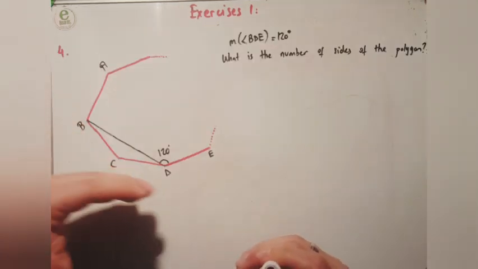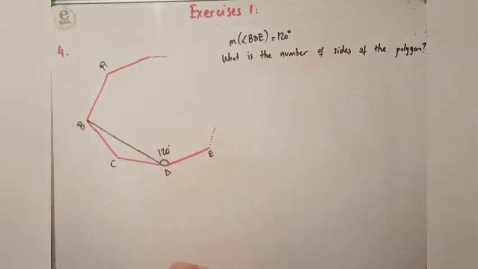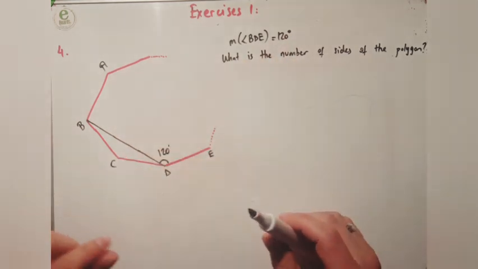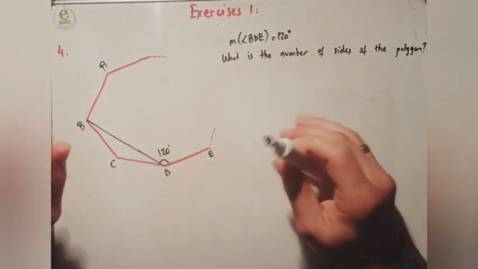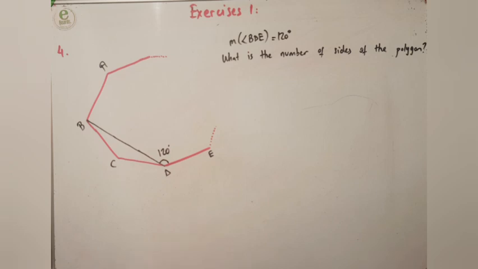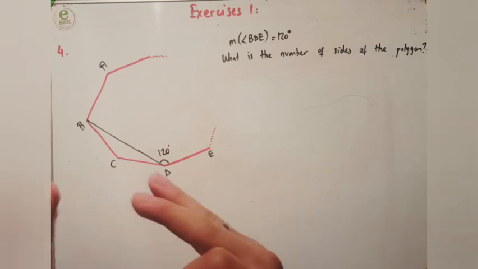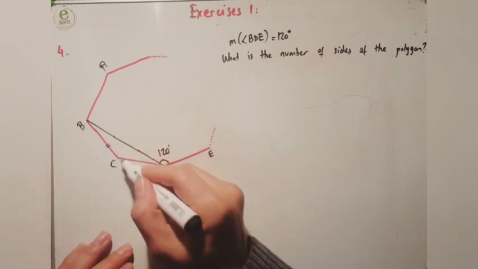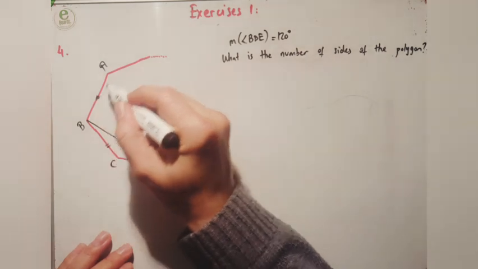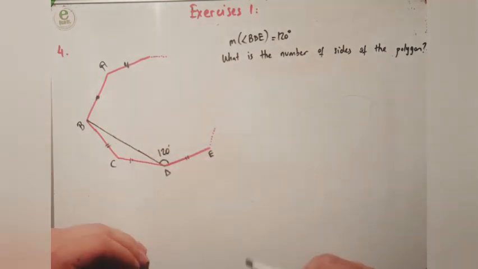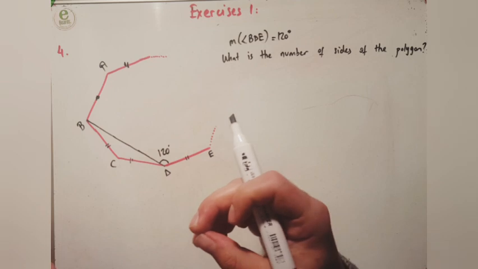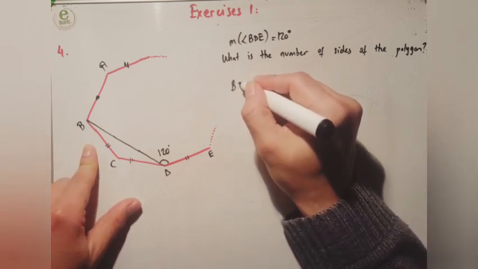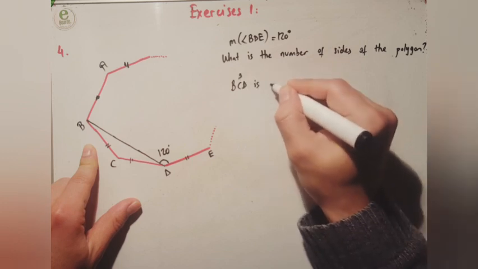In the figure A, B, C, D, E, and so on is a regular polygon, and the measure of angle BDE is 120 degrees. What is the number of sides of the polygon? Okay, first we have to define this. Is it regular, right? Yes, it is a regular polygon. So it means that all sides are equal here. If all sides are equal, each interior measure is also equal. So here we will have one isosceles triangle. So triangle BCD is isosceles.